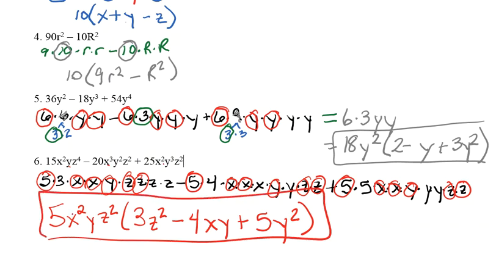Okay, so practice that section. You're always going to end up with just a monomial in the front, and then the parentheses should be the same size as your original problem.